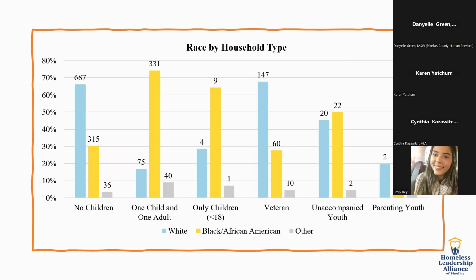Next slide. This one is the racial characteristics by the household type. We can see a similar trend with the gender. When we look at households that do not include children, they're typically consisting of people who identify as white. But when we look at households that include children, there's a higher proportion of people who identify as African American.